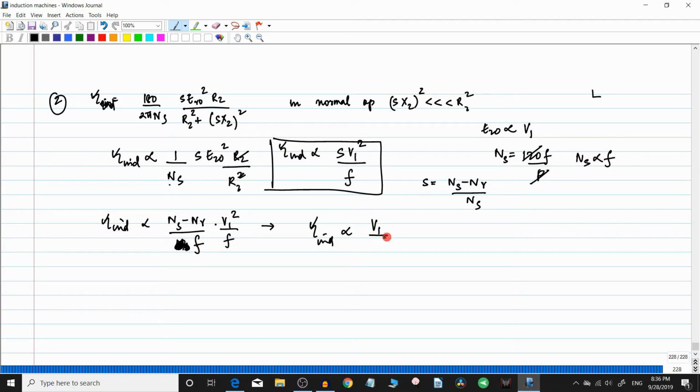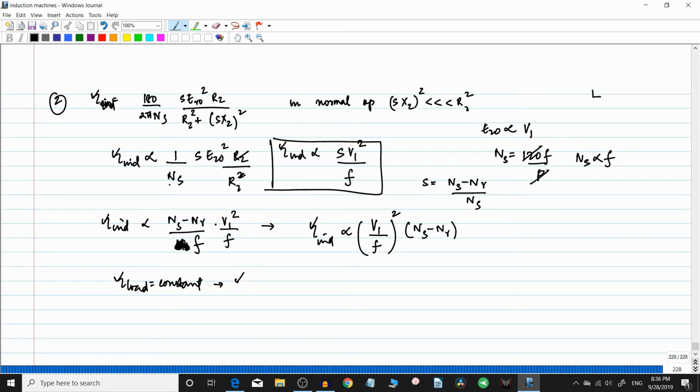Proportional to V1 by F the whole square multiplied by Ns minus Nr. This is a very, very important relation. Why? Because, for example, the load torque is constant. I have already told you, right? The speed control usually happens with a constant load torque. There are other conditions also, I will tell about that later. But for our explanation now, we will take load torque to be constant.